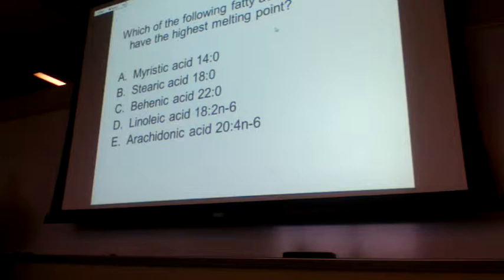Okay. Review. So which of the following kinds of molecules would have the highest melting point?